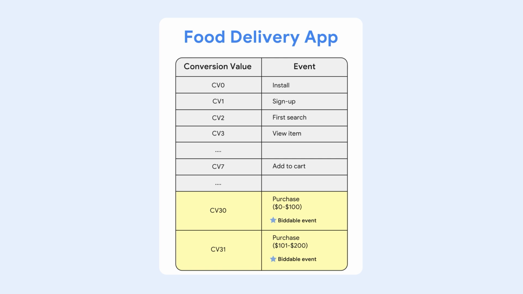In the example here, the advertiser defined their conversion values to align with in-app purchase revenue buckets. Walking through their schema design, it would look like this. Conversion value 1 is a sign up, conversion value 2 is a first search, conversion value 30 is a purchase between $0 to $100, conversion value 31 is a purchase between $101 to $200, and so on. Additional events outside your biddable events can be used for measurement. However, SKAN will only report one conversion value per install, so it's important to prioritize your most important events.